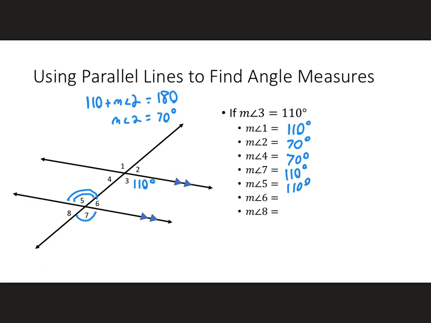Angle 6 is a consecutive interior angle with angle 3. So they're not going to be congruent to each other, and they don't look congruent, so that's good. But they are going to be supplementary, so that will be 70 degrees. And although there's no special relationship between angle 3 and angle 8, angle 6 and angle 8 are vertical angles, so we know that angle 8 is also going to be 70 degrees.